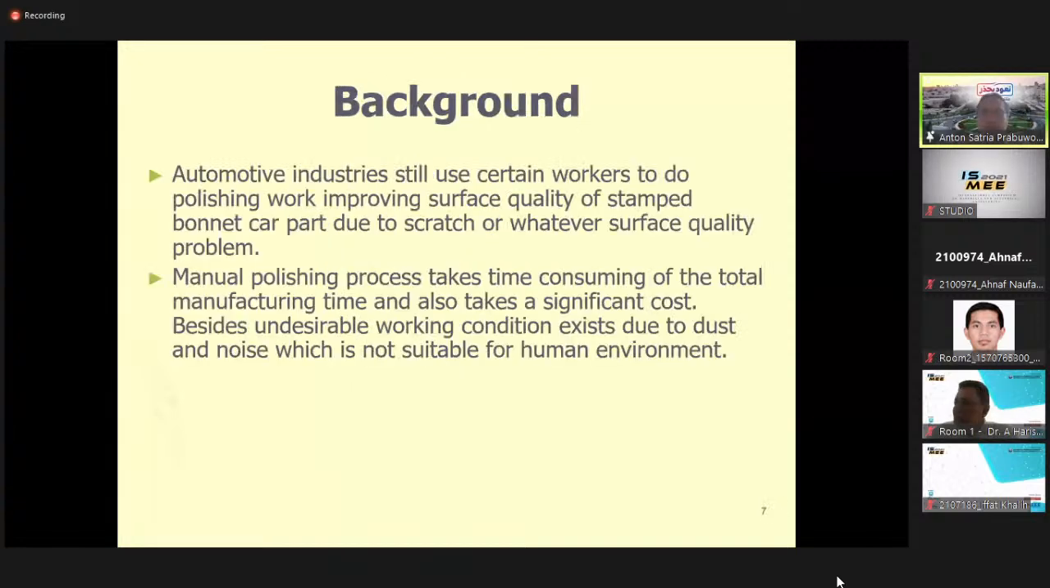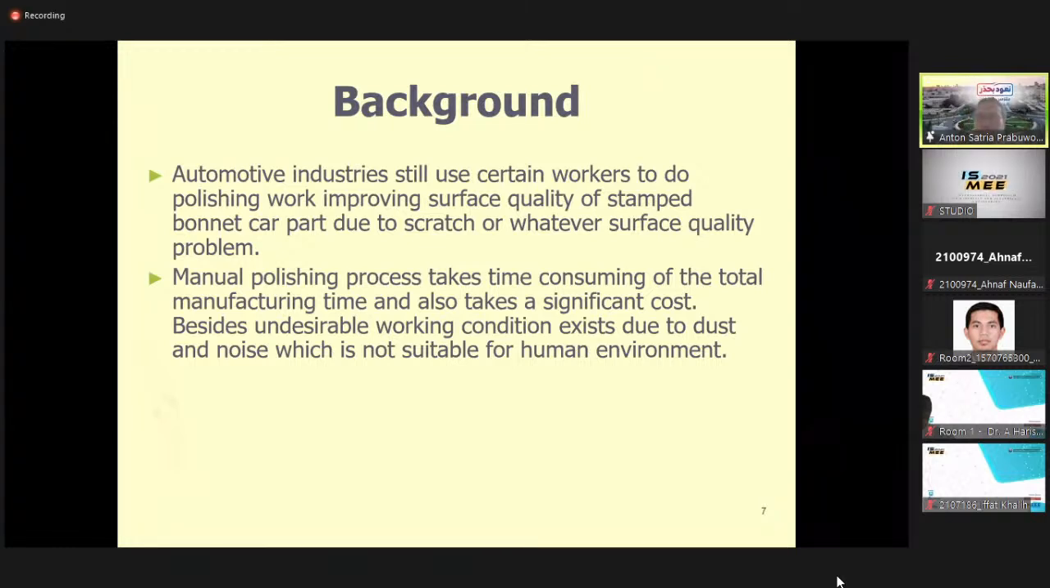So the motivation behind this study, actually, is that in automotive industries we've seen that some still use workers today to perform the polishing work, in order to improve the surface quality of the car bonnet, the body of the car, due to scratches or any problems related to the surface quality.